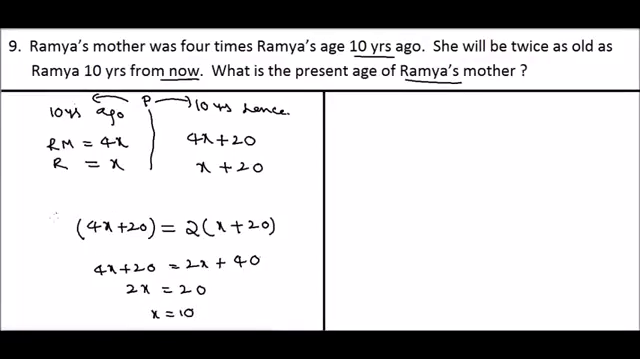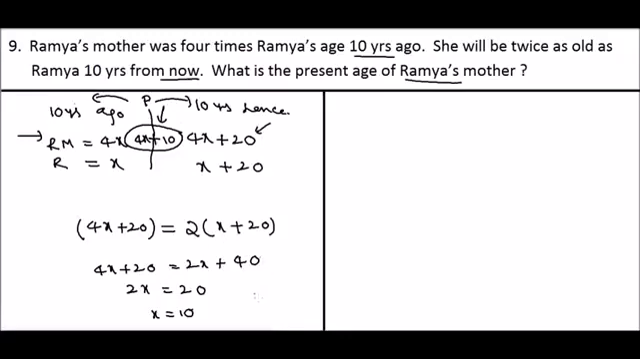Now Ramya's mother's present age. Present age means this one. What is the present age? 4x plus 10. Right? It was 10 years ago, and it is at present, and it is 10 years later.